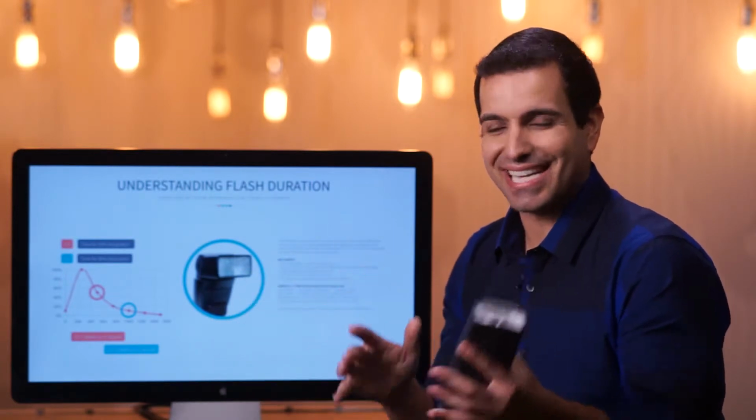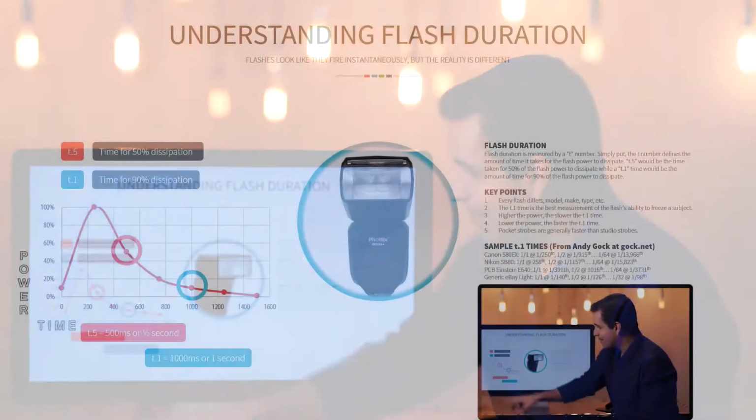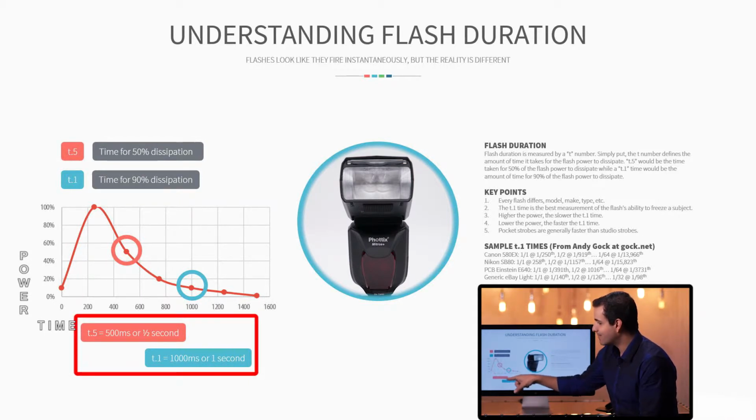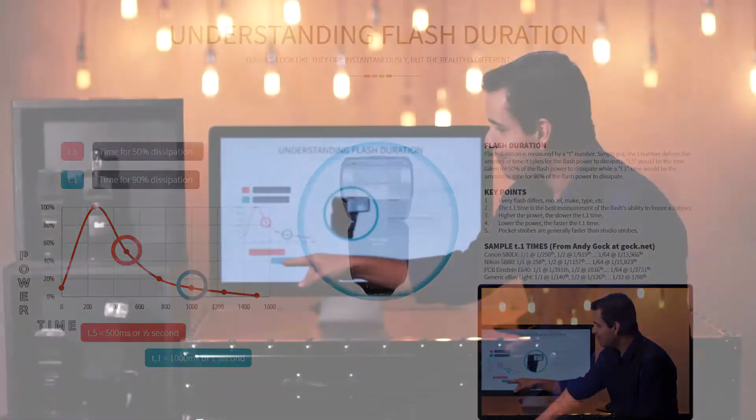Now in this graph, I labeled this as the world's slowest flash. There's no flash that's actually this slow. This is in milliseconds at the bottom. So 0, 200, 400, at 1,000 milliseconds, we're talking about 1 full second. So the T.5 time for this sample flash is 1/2 second. At 1 full second is the T.1 time.